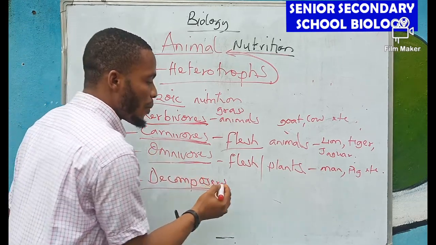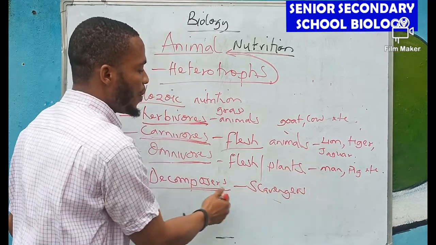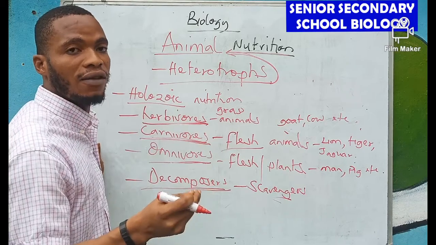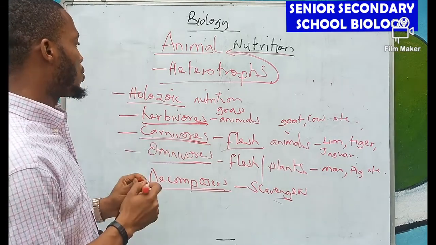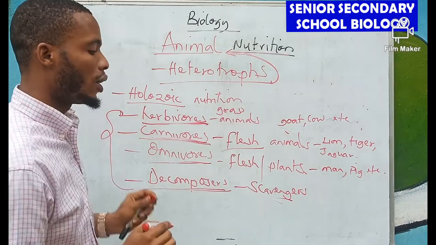Under the decomposers, we might have the scavengers. We have your vulture. We also have your pig. The pig can also fall inside the scavengers. They are the decomposers. They break down dead carcass or flesh to add nutrients back to the soil. So that being said, these are the three major types of holozoic nutrition.